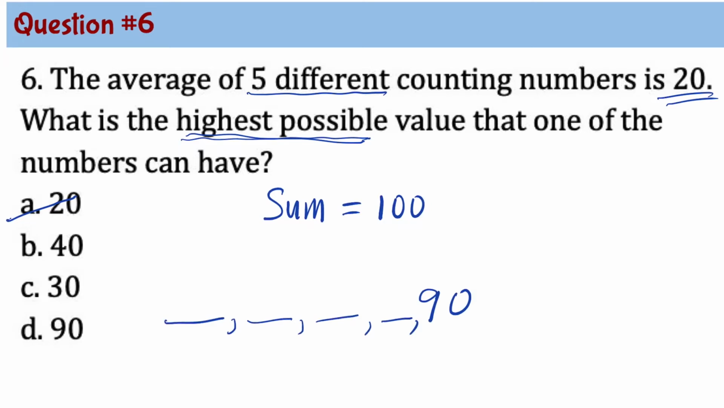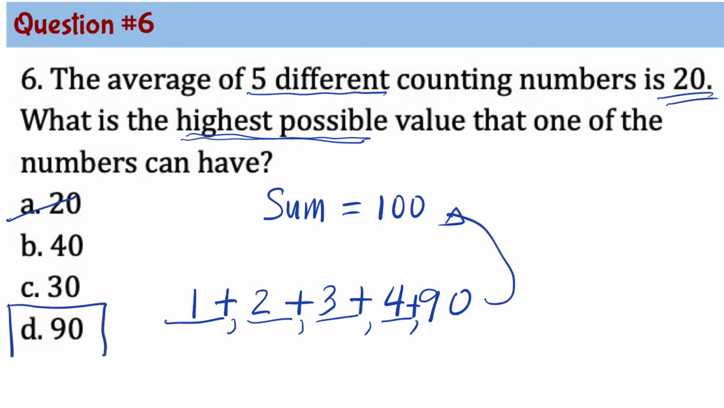What are they? Yes, it's possible. You have 1, 2, 3, and 4. 1 plus 2 is 3, plus 3 is 6, plus 4 is 10, plus 90 is equal to 100. So the answer here is letter D, 90.